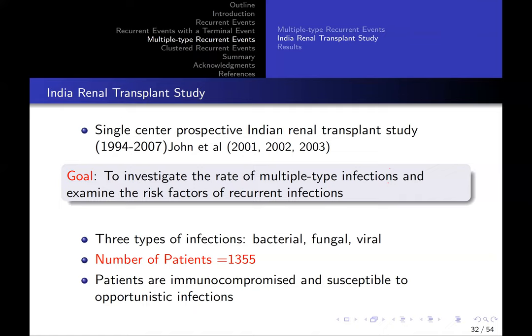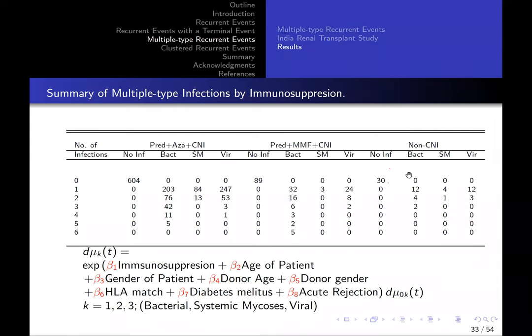The data involved around 1355 patients from 1994 to 2007. These are kidney transplant, renal transplant patients who are immunocompromised, and they are more susceptible to opportunistic infections. So the main interest of the study was that patients were getting different types of immunosuppression. In the earlier part, they had just prednisone alone.